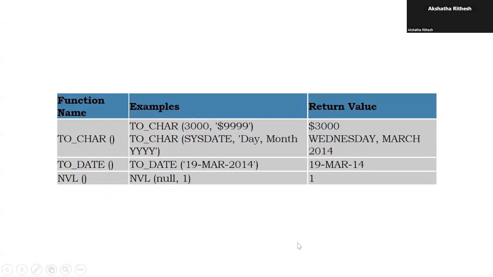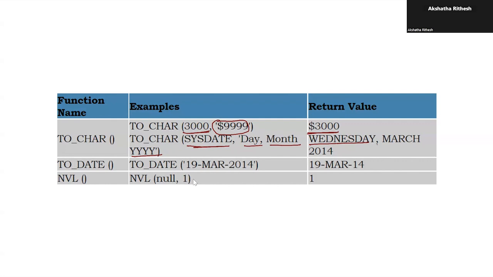TO_CHAR: here I have the number 3000, and I want to convert it into this particular dollar format. As you can see, I am getting $3000. Or else, I want to change the system date into a day, month, year format. As you can see, whatever the system date is has been converted into Wednesday, month name, year. In this way, you can use TO_CHAR to convert either a numeric value or a date.